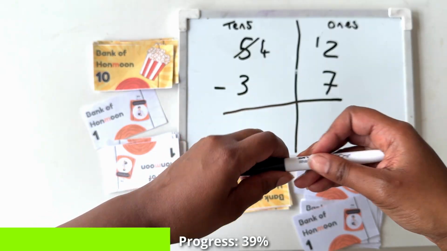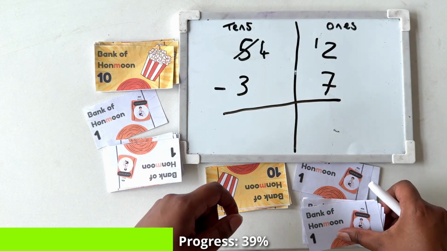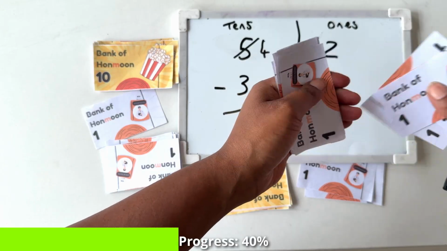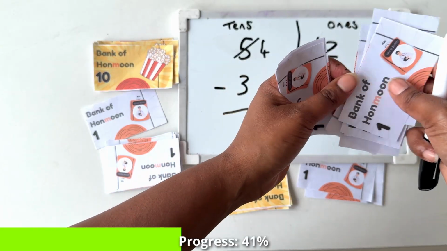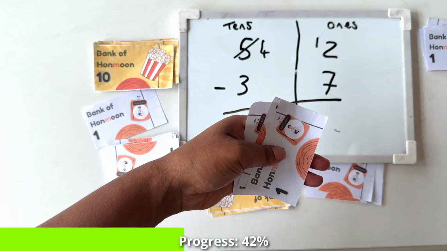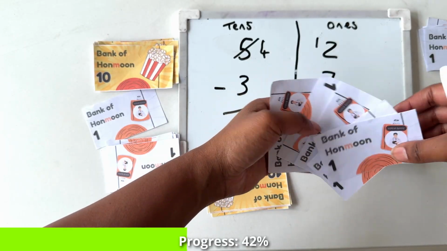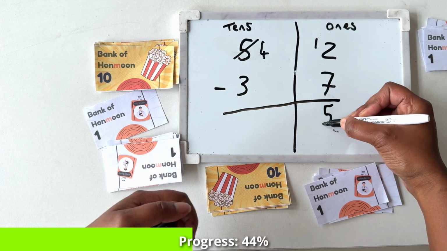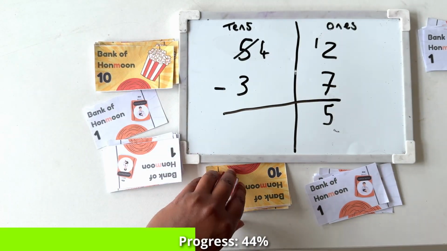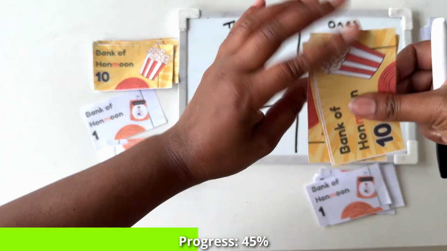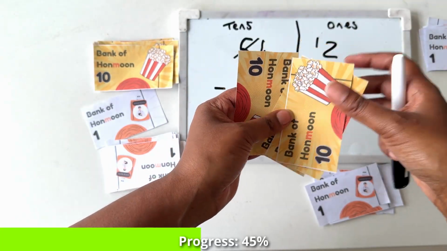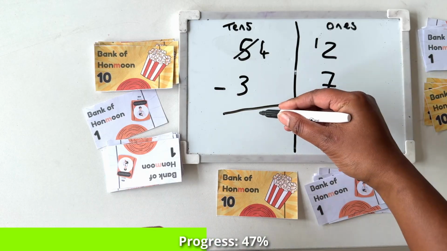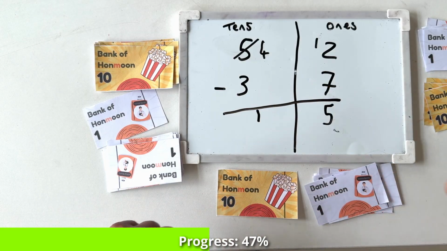Now, 12 minus 7, I can do. 1, 2, 3, 4, 5, 6, 7. Let's just put this over here. And that means that I have 5 left. 4 minus 3, I have enough. I've got 4 tens, and I want to take away 3 tens. That means I have 1 ten left, which means that I have 15.